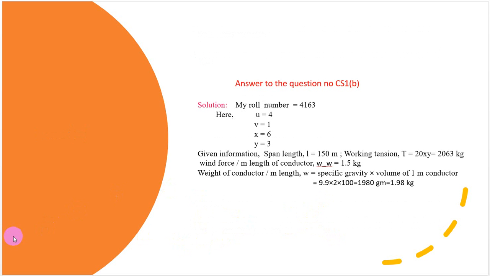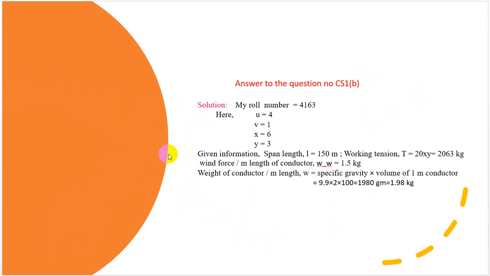Answer to the question number CS1B. The CS1B question is a mathematical problem. There are some data given in this problem. By using these transmission line data, I have to find the value of sag and the value of vertical sag. I have to use some mathematical equations, then I can easily find out the value of sag and the value of vertical sag.